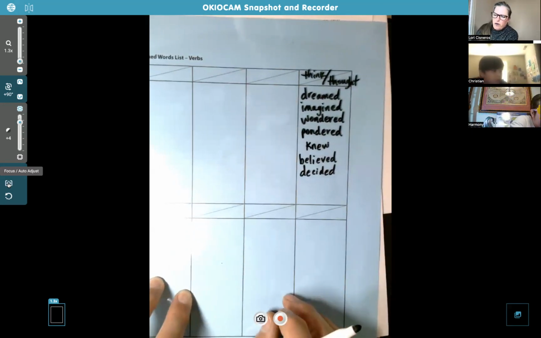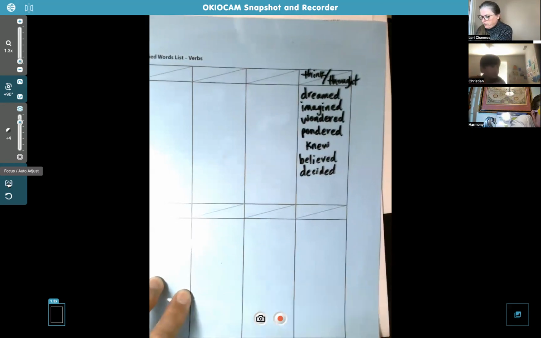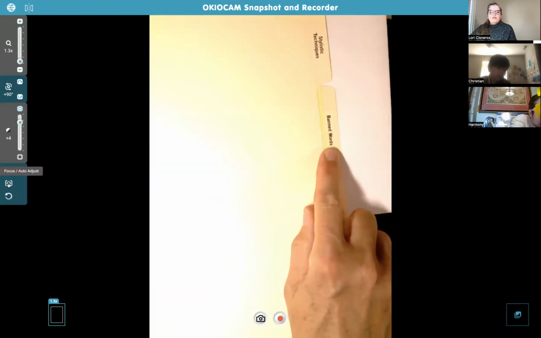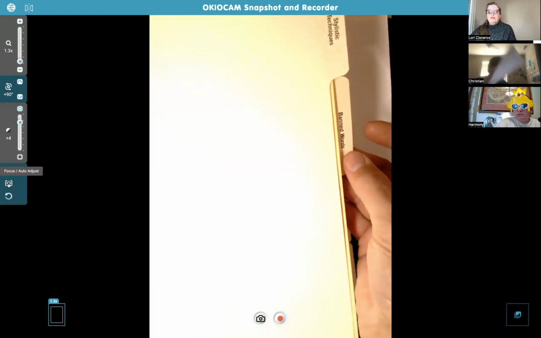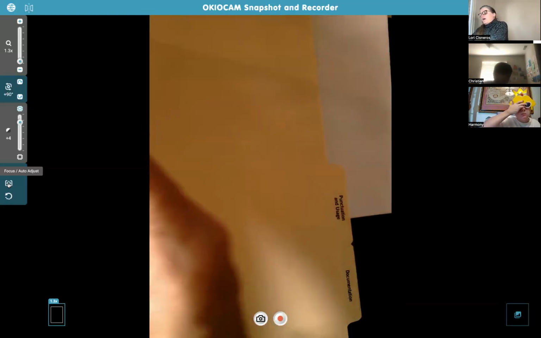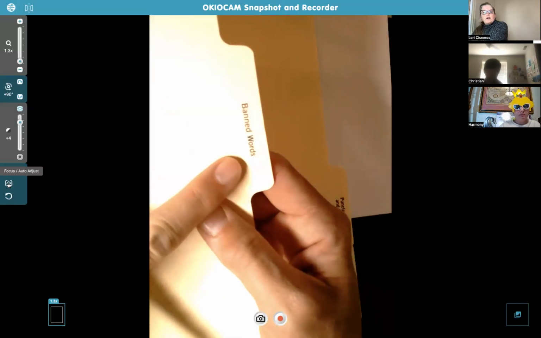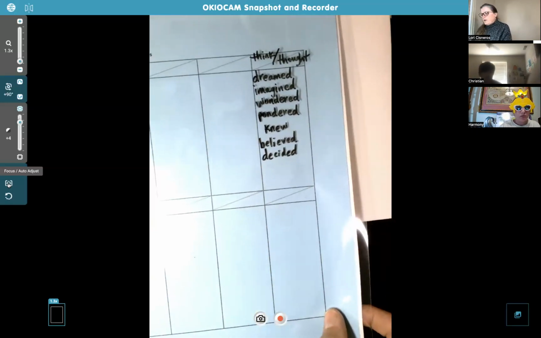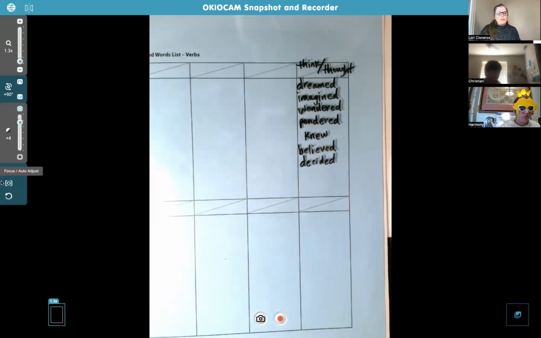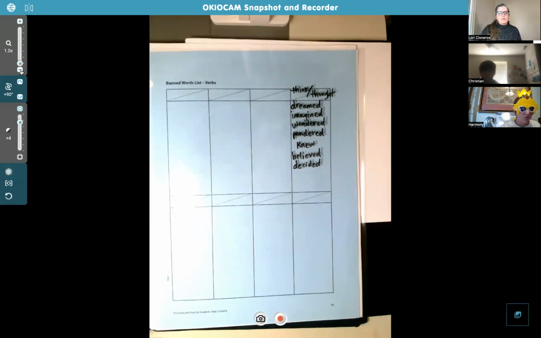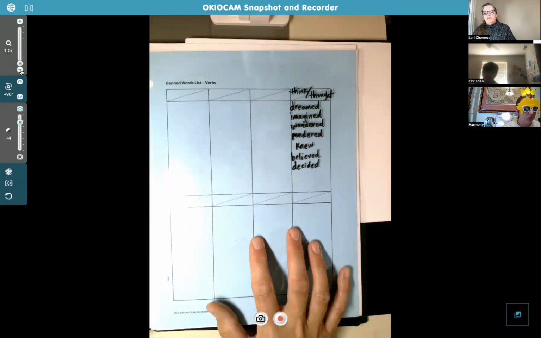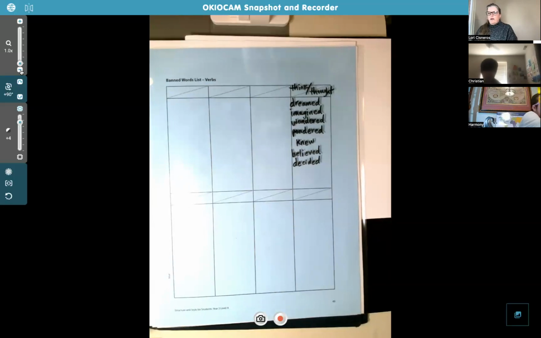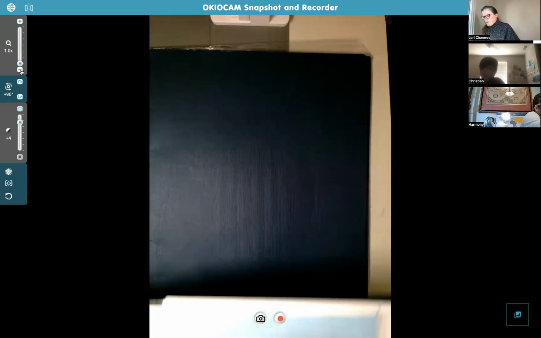This blue page now is going to go in a different spot in your binder. So there's a spot back here that says banned words. See that one? The tab that says banned words. You're going to go behind that tab, and that's where you're going to put your blue page, right in there. So you can open the rings and put it in there behind banned words, okay? Don't forget to close those rings after you get it in there.